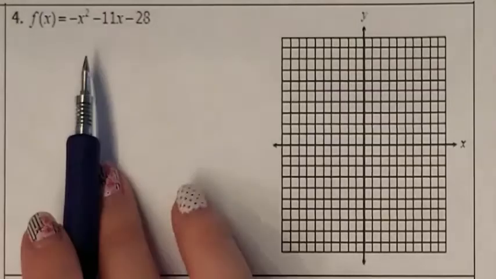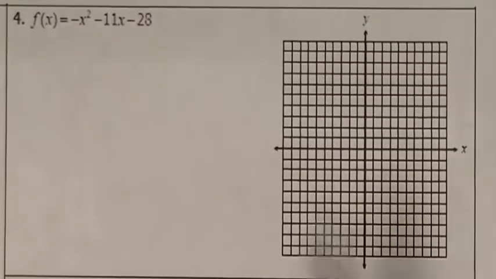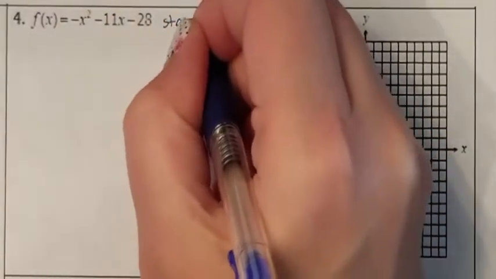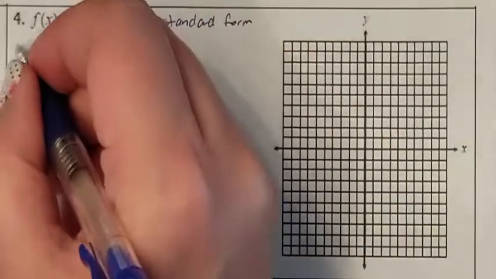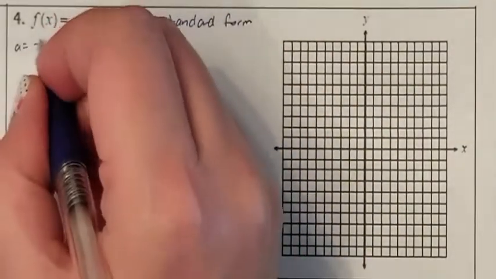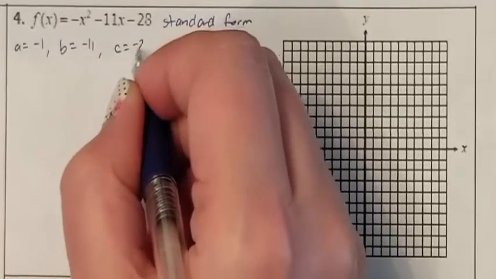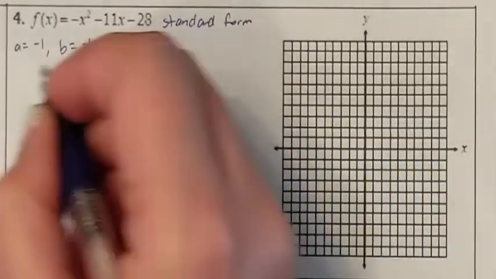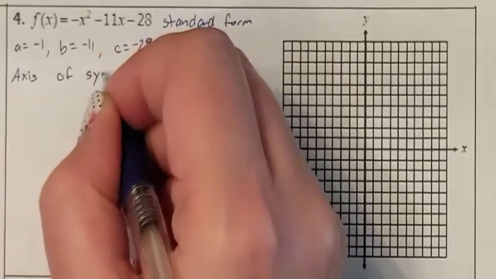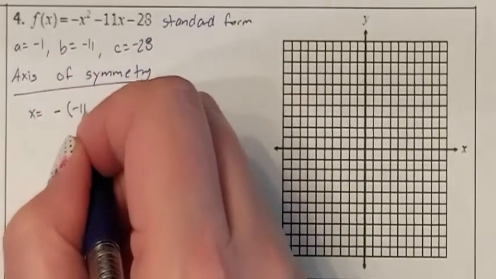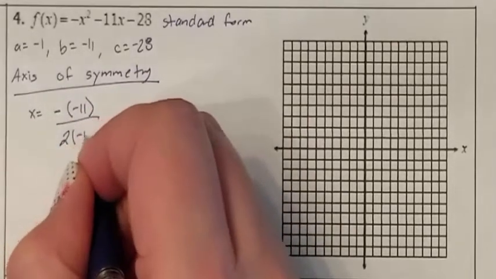You were also asked to do problem number 4 for independent practice. I see x squared, x, and no x, so I know that this is in standard form. If it is in standard form, you need to identify your A, your B, and your C so that you can then find the axis of symmetry. The axis of symmetry is the opposite of B all over 2 times A.